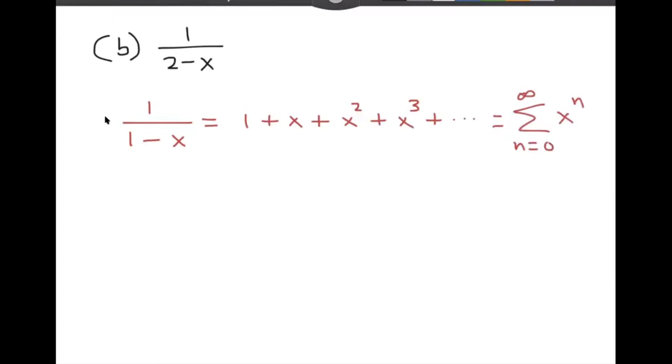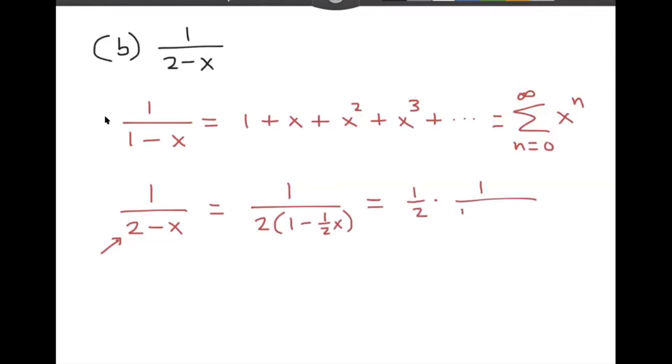Now I'm going to take 1 over 2 minus x. The fact that this is a 2 instead of a 1 is kind of a big problem, so I really wish that was a 1. One way that I can make it a 1 is to factor out a 2. Then that would be 1 over 2 times 1 minus 1 half x, which of course is 1 half times 1 over 1 minus 1 half x.